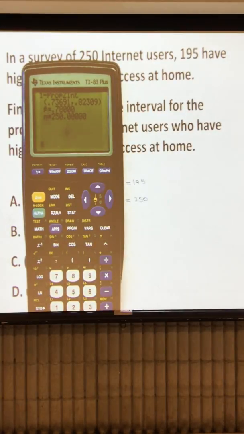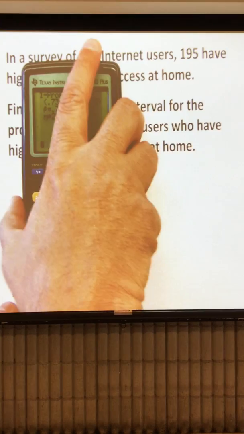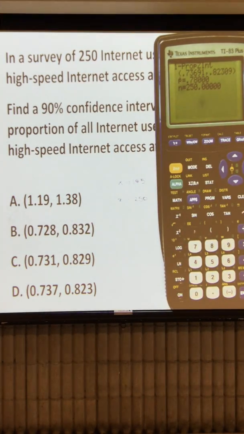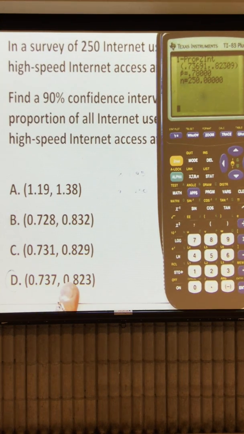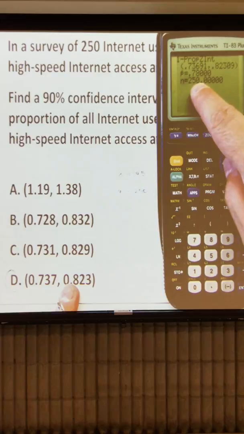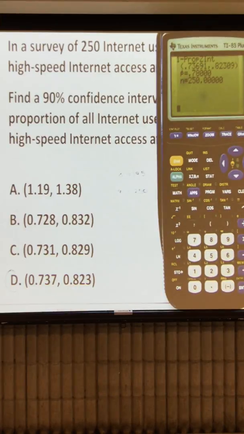So this is the correct answer, 0.737 to 0.823. So the correct answer for this problem will be D, 0.737 to 0.823, and you can see the answer also on the graphing calculator. And these are the activities for Chapter 9.